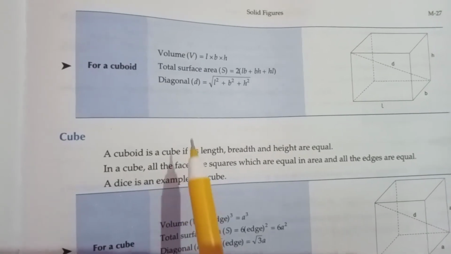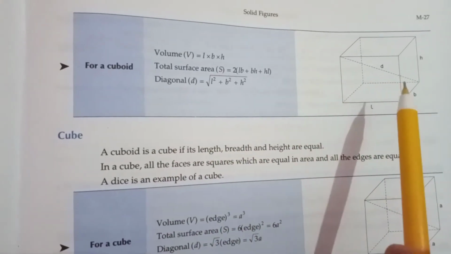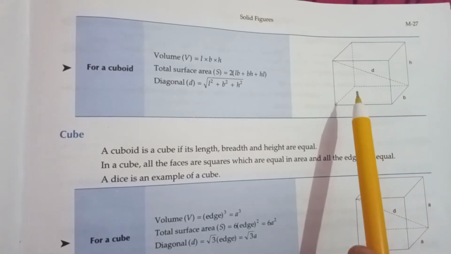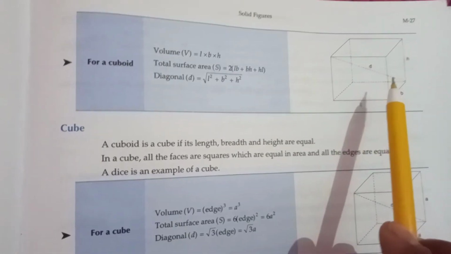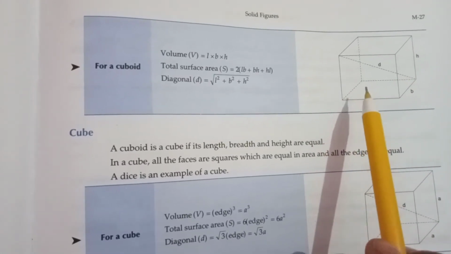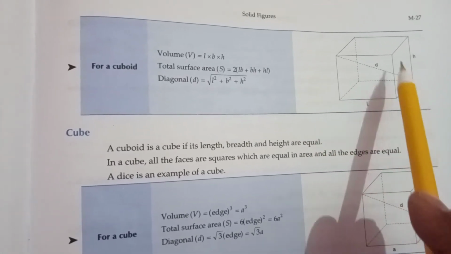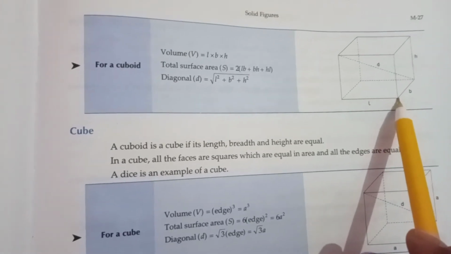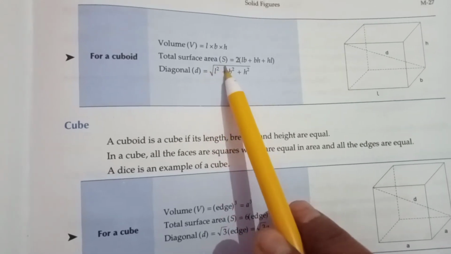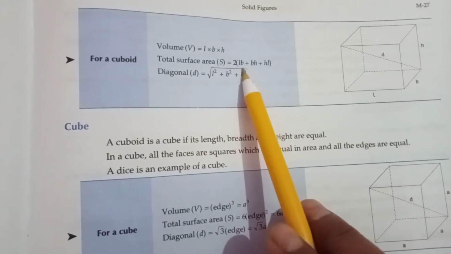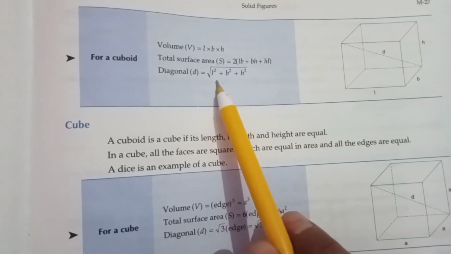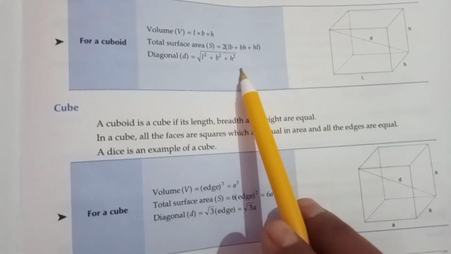So the formulae of cuboid are as follows. This is the shape of a cuboid. In a cuboid the faces are in the shape of a rectangle. Here this is the length, this one is breadth and this is the height. So if we have to find the volume, the formula is length into breadth into height. Total surface area is 2 bracket L into B plus B into H plus H into L. Diagonal is under root L square plus B square plus H square.